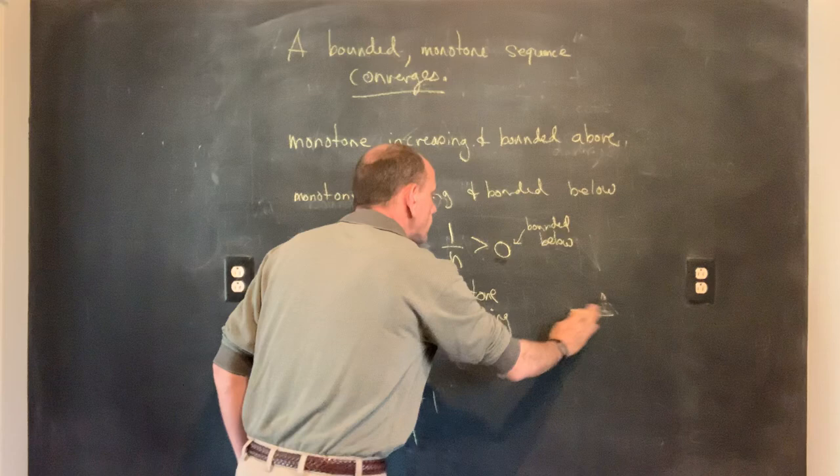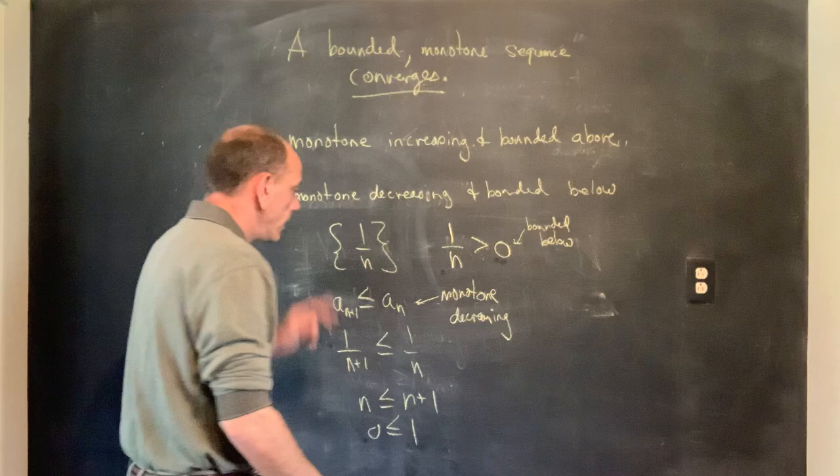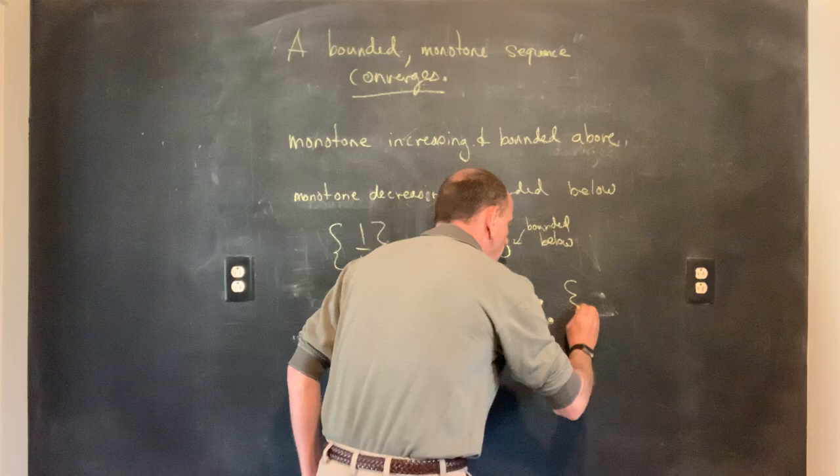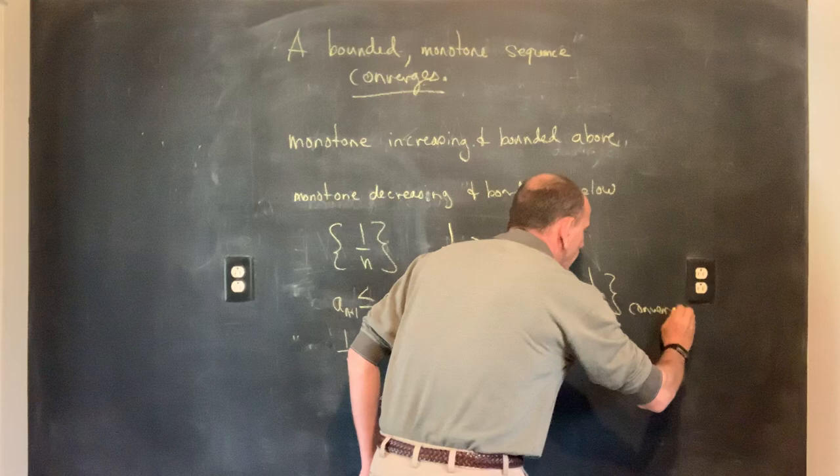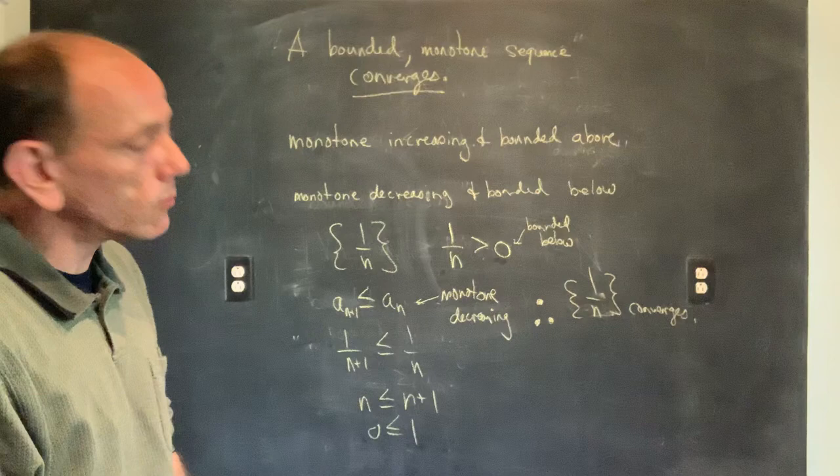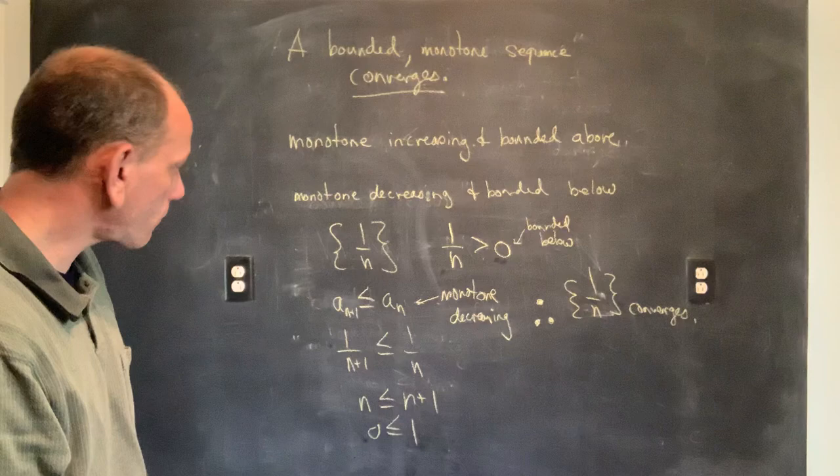So we have a monotone decreasing sequence that's bounded below. Therefore, you can conclude, therefore, our three little dots is therefore, that sequence, 1 over n, converges. Now, it doesn't necessarily tell us what it converges to, but we know that it does converge. Of course, 1 over n converges to 0. Okay, so that's the boundedness theorem.